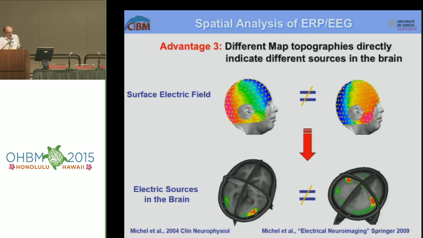And as I said before, and that's the important advantage, if we only look at and we try to identify periods or moments or conditions where maps differ, we directly can claim that we have differences of the source configurations in the brain, even if you don't say where they come from, but we are sure that physically the total configuration of the sources in the brain have changed between these two conditions because the maps on the surface were different.